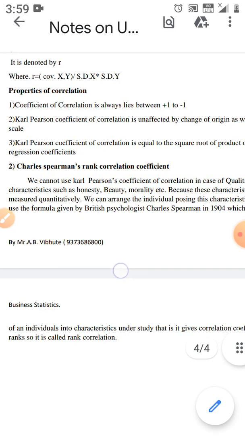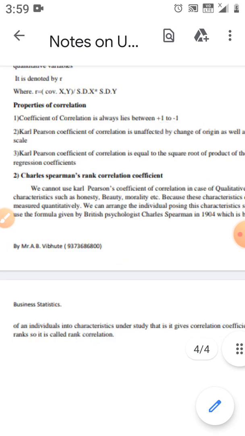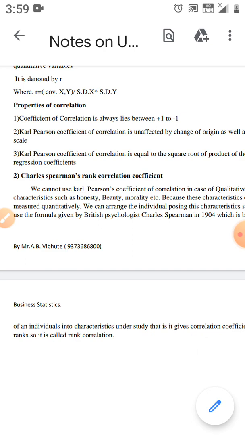The second property of Karl Pearson coefficient of correlation is that it is unaffected by change of origin as well as change of scale. Change of origin is related to plus and minus, and change of scale is related to multiplication and division. If a constant value is added to or subtracted from each and every value of the variables x and y, then the value of correlation will not be affected.